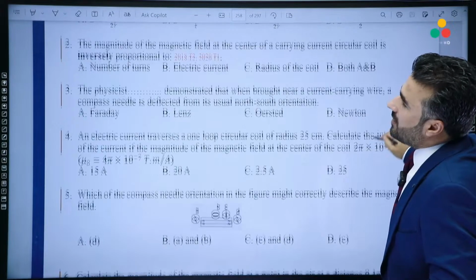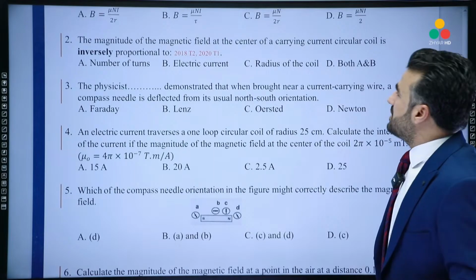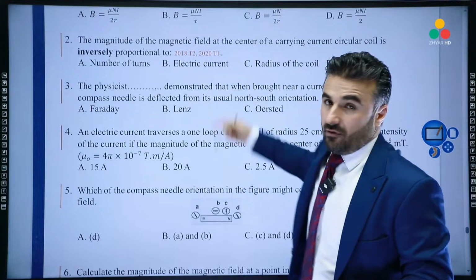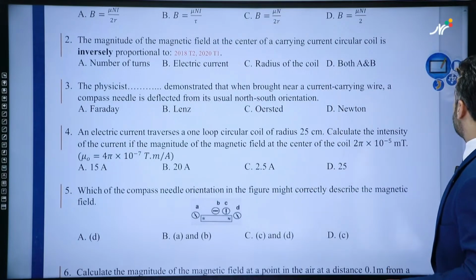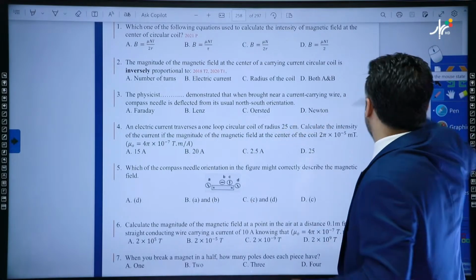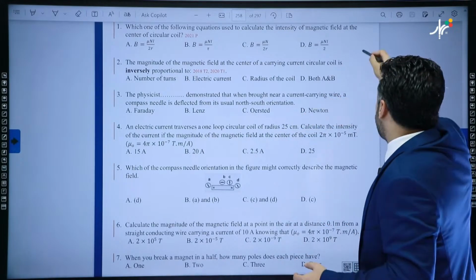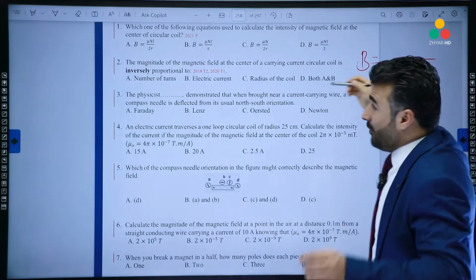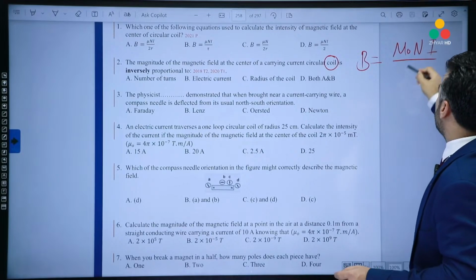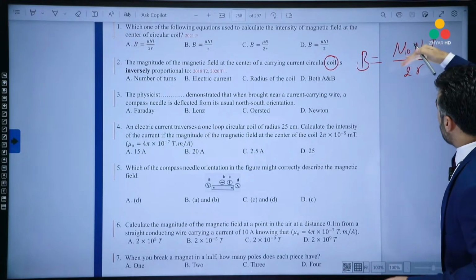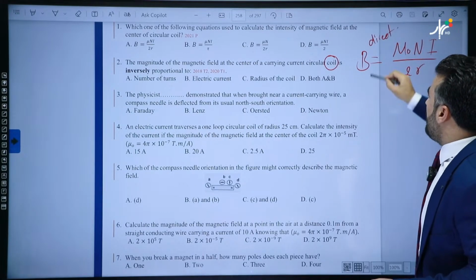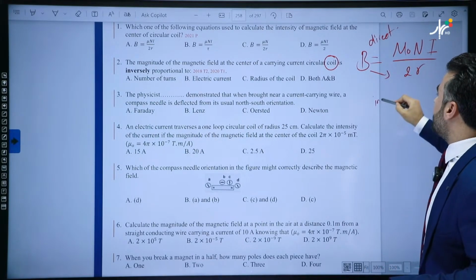Okay. Now, what about the second one here? It says the magnetic field at the center of a current-carrying circular coil is inversely proportional to which one of the following? Now listen, guys, in order to answer this correctly, you'll have to write the equation, yeah? You need to write the equation of the magnetic field first. B for a coil equals mu naught N i over 2 times the radius. So those that are above the fraction are directly proportional. What about the ones that are under? That is called inverse, yeah?